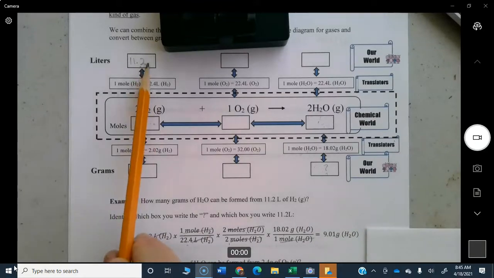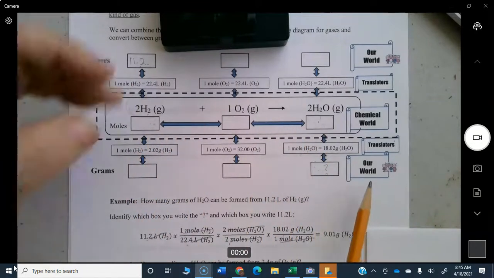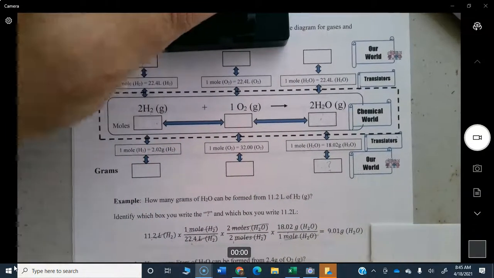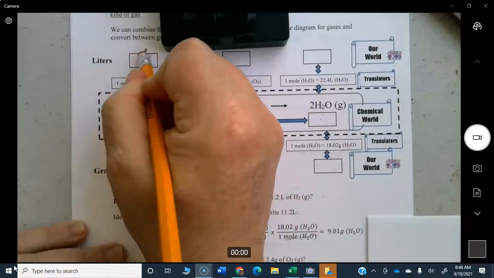So you started up here, you came down, you came across, you came down. Okay? All right. So let's go ahead and do the second example, and then we'll move on to our homework problem set.